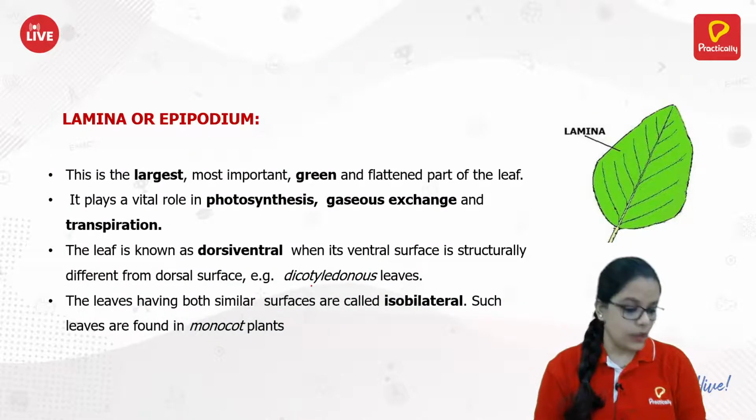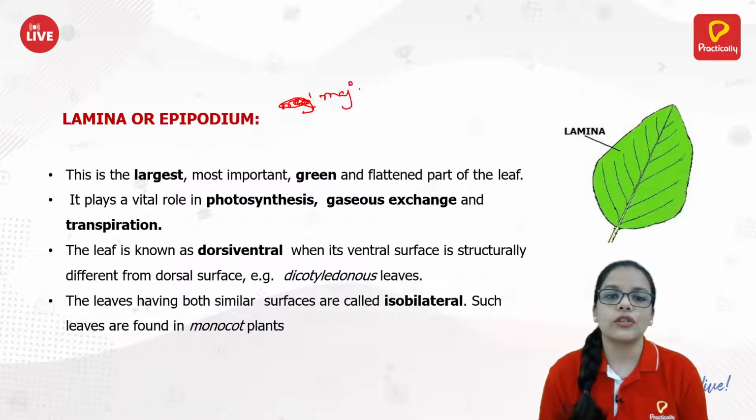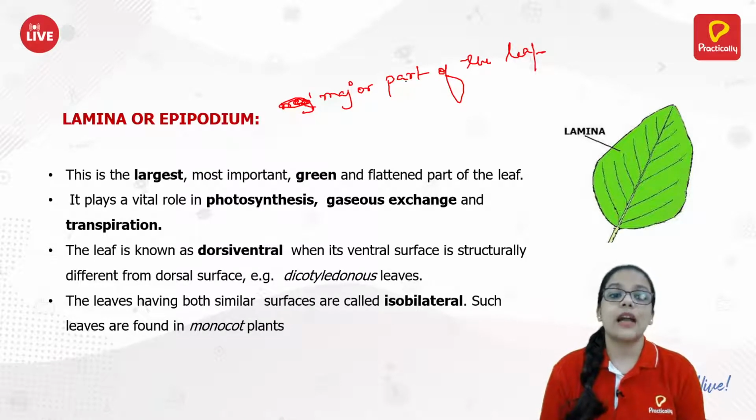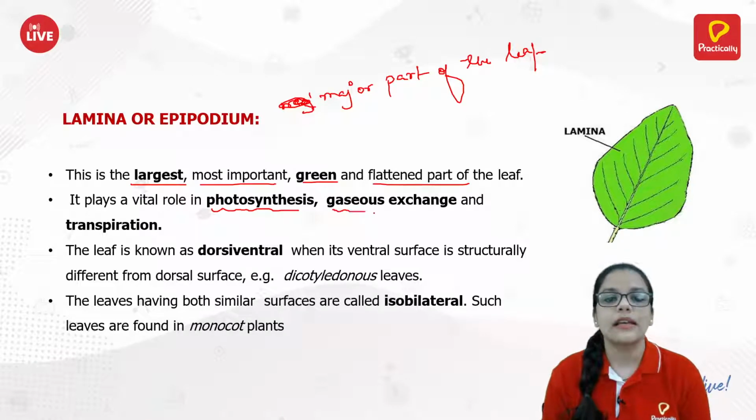Okay. Now, the lamina. Lamina is the fleshy part, the major part of the leaf. It is the largest, most important, green and flattened part. It plays a vital role in photosynthesis, gaseous exchange and transpiration. But the most important is photosynthesis.